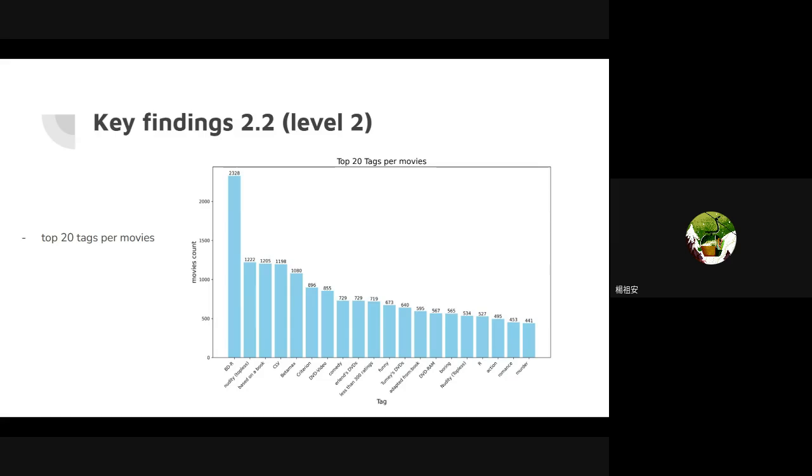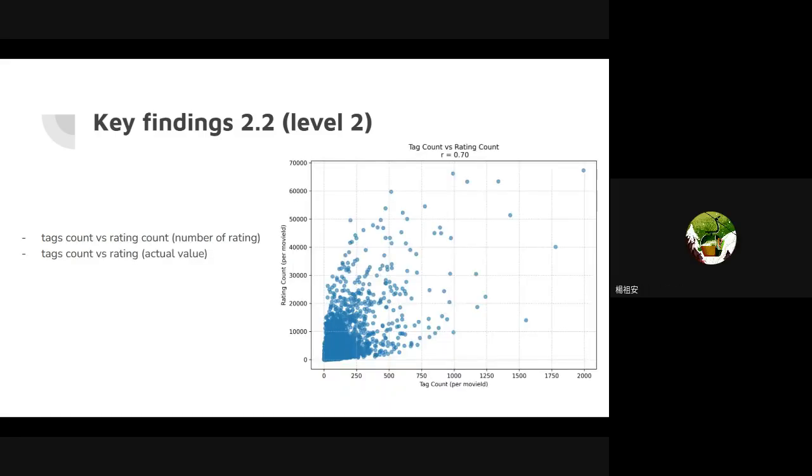Okay, next page, please. And then we do the tag count versus the rating. I do two versions, which is the tag count versus rating count, just only the number of ratings. And then the second version, which is the tag count versus the rating with the actual value, which is 0 to 5. And from the graph here, we can see that the R, which is the relation between the tag count and rating count, is about 0.7, which means that it has a relatively strong positive relationship between tag and rating with a pure number.